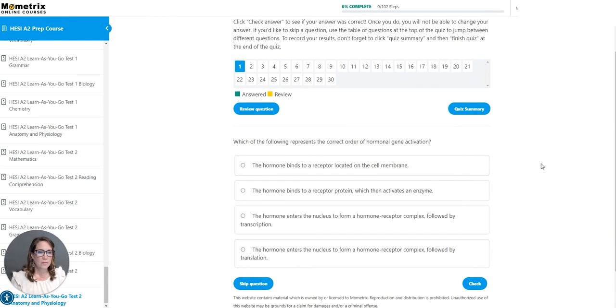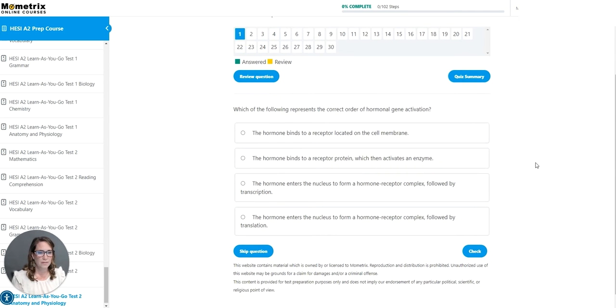Question number 1. Which of the following represents the correct order of hormonal gene activation? Got 4 choices here. First one, the hormone binds to a receptor located on the cell membrane. Second choice, the hormone binds to a receptor protein, which then activates an enzyme. Third, the hormone enters the nucleus to form a hormone receptor complex, followed by transcription. And then last, the hormone enters the nucleus to form a hormone receptor complex, followed by translation.